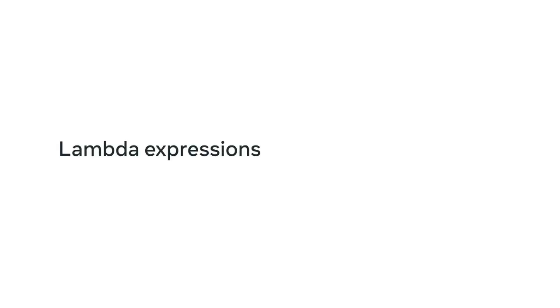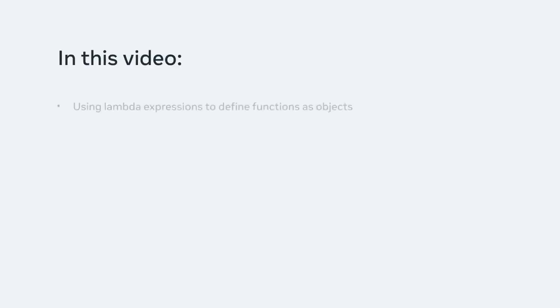In a previous video, you learned about the function type and how to define it as an object. Now you will learn how to define Lambda as an object and explore its practical use in coding. During this video, I'll explain how a Lambda expression is a simple way to define a function as an object.